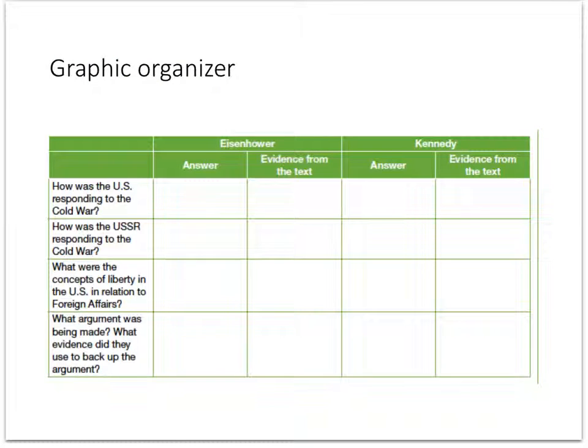And they're going to be seeing a model that they can use to compare their work to the model. This is the graphic organizer that I'm asking them to complete to do the comparison contrast. You see, those are the questions guiding the reading of the document. The first question I broke down into two parts. How was the U.S. responding to the Cold War? How was the USSR responding to the Cold War? And what they do is they answer from Eisenhower's point of view and then from Kennedy's point of view, and they show where the evidence in the text was that helped them to answer that question.